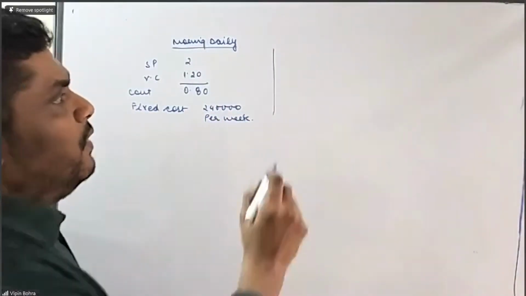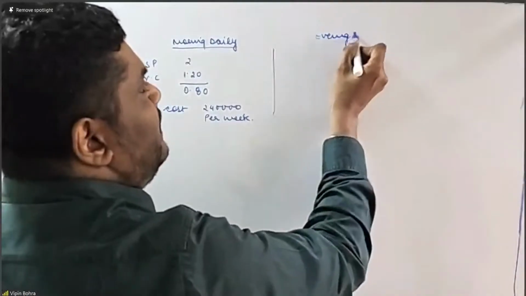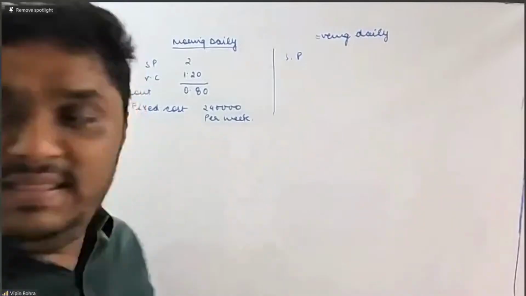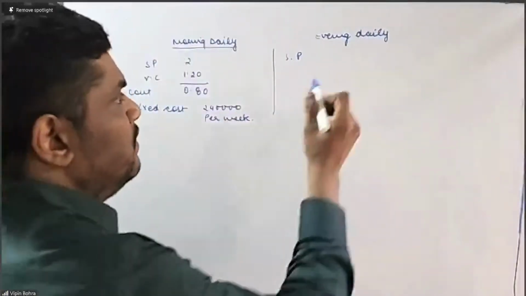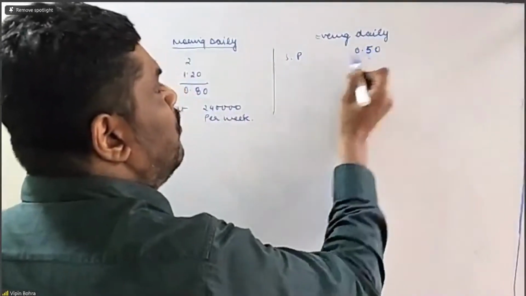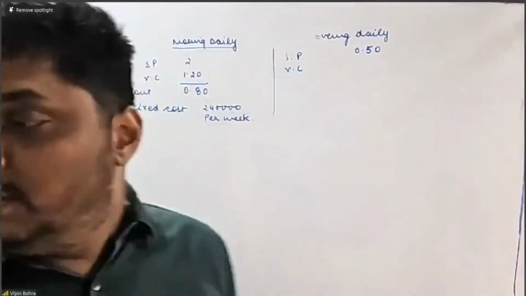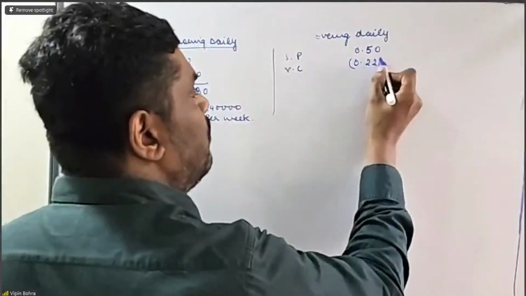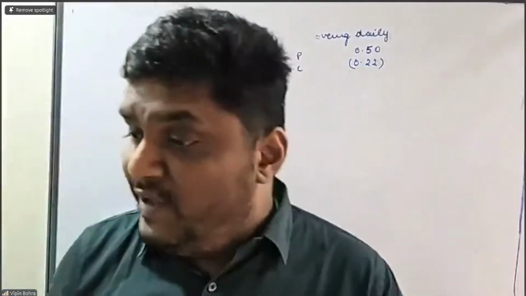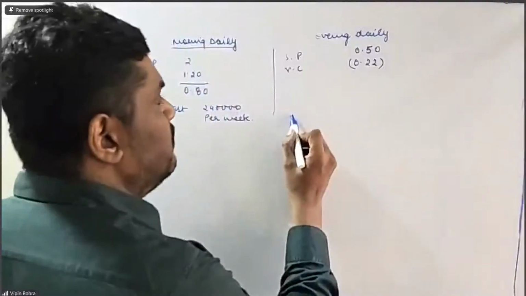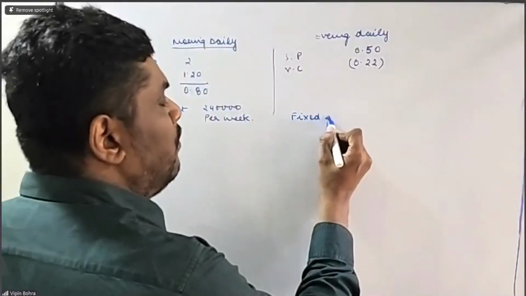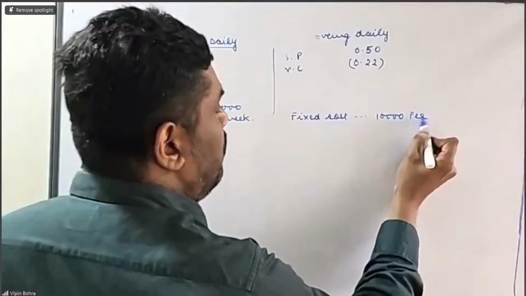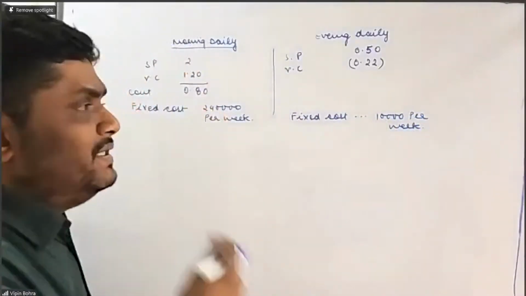This is the data available for morning daily, and when talking about evening daily, selling price is how much? 50 paisa. Variable cost is how much? 22 paisa. Fixed cost is given 10,000 per week. So this is the question given.